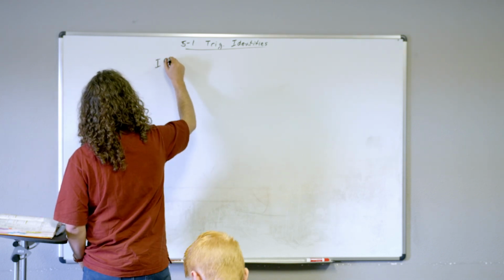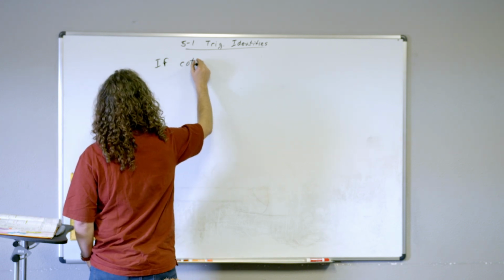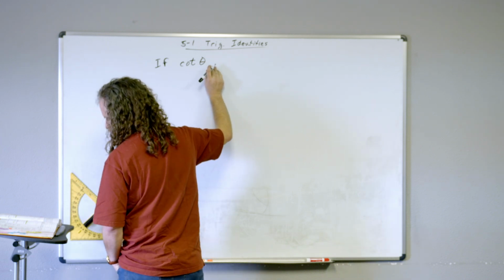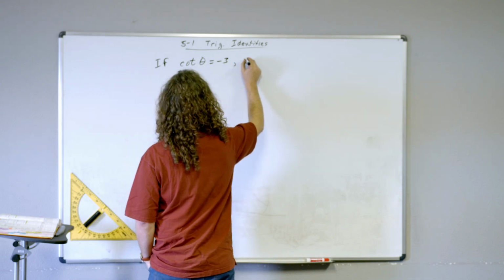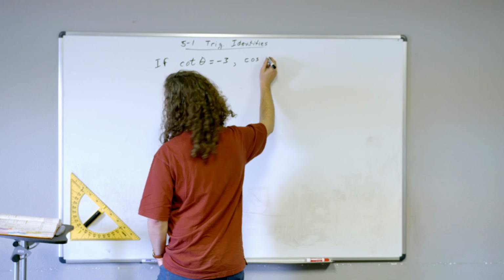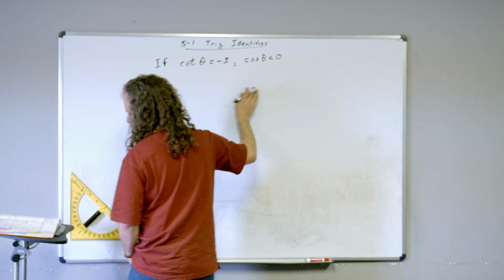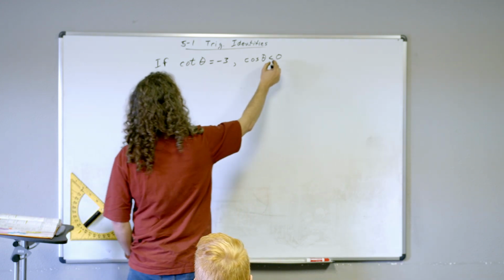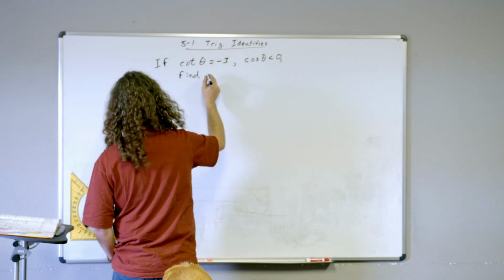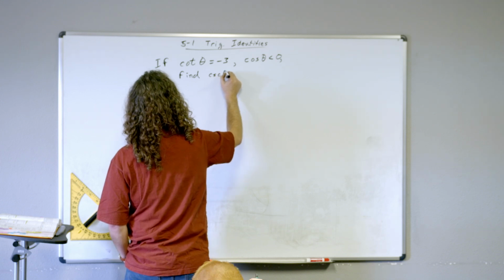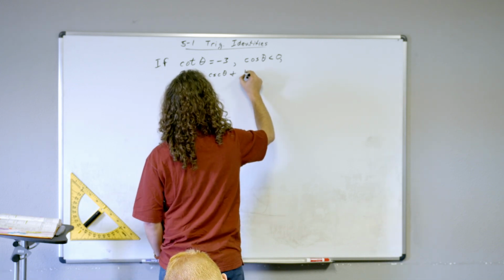If the cotangent of theta equals -3 and cosine of theta is less than 0, find the cosecant of theta and the tangent of theta.